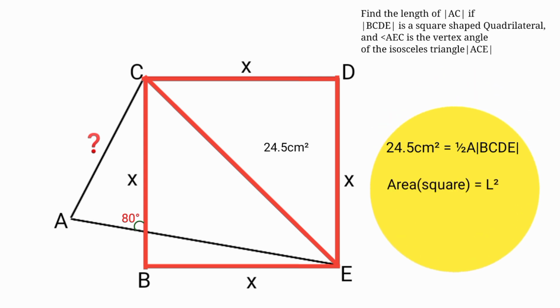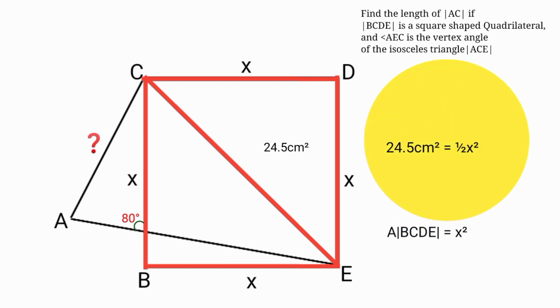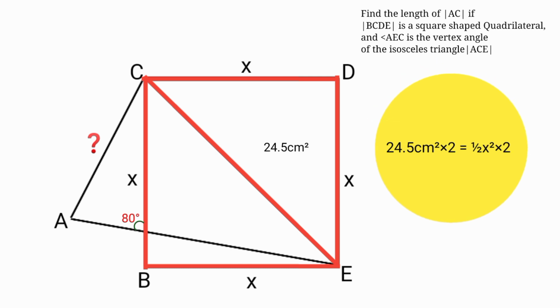The formula for finding the area of a square is the square of the length of one of its sides. The length of its side we have here is x. So area of BCDE is x squared. Substituting here now, 24.5 centimeters squared equal to 1/2 x squared. To cancel the fraction 1/2, we multiply both sides by the reciprocal of it, which is 2. Now here we have 24.5 centimeters squared times 2 equal to 1/2 x squared times 2. 24.5 centimeters squared times 2 is 49 centimeters squared, and here 1/2 x squared times 2 is x squared. So 49 centimeters squared equal to x squared.